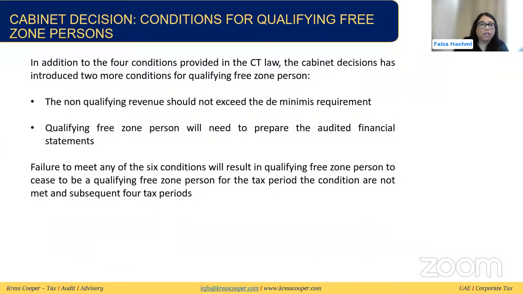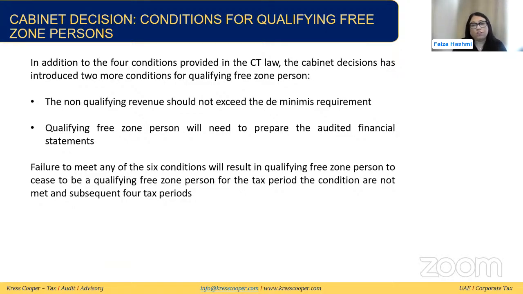Then later we saw that a ministerial decision had come out on the free zone, and in that they had given two more conditions. One was that the non-qualifying revenue should not exceed the de minimis requirement. So there is a de minimis threshold that is being given. We will be discussing it in the later slides. So this threshold should not be exceeded. That is one of the conditions.